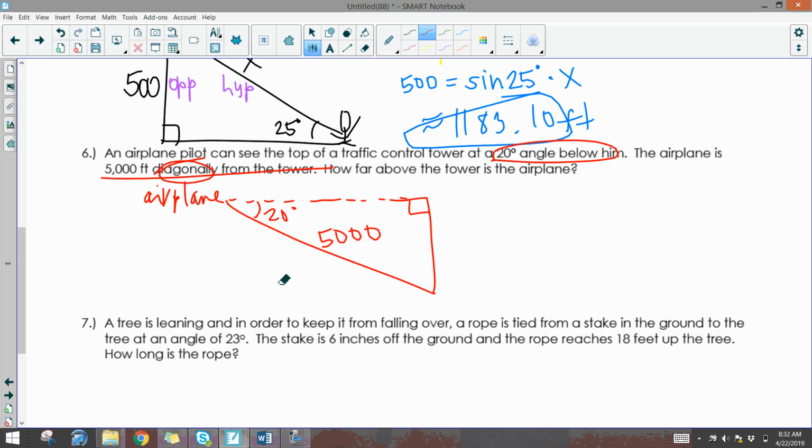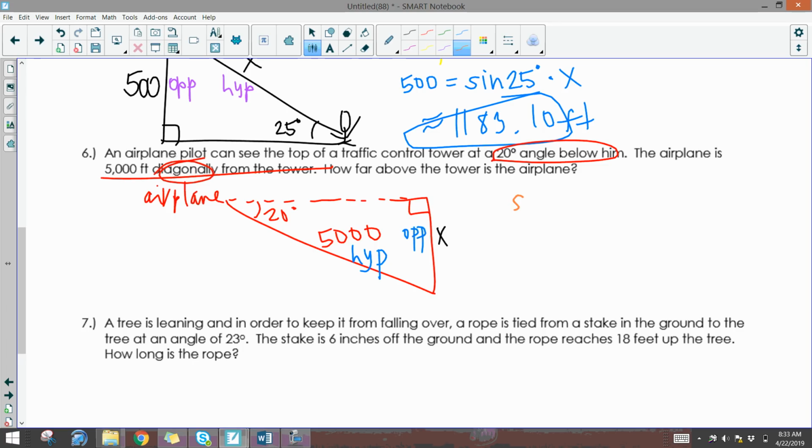Could I make a triangle the other way? Completely, totally, draw your 20 in. But if I want to know the distance above, it doesn't matter if I put it here or if I put it over here. It's going to be the same distance no matter what. And now I am looking for this, this is my x. So this is opposite. This is hypotenuse. So I can use sine.